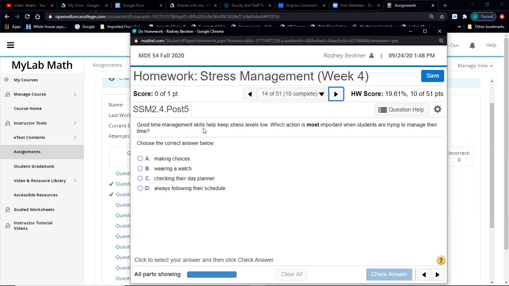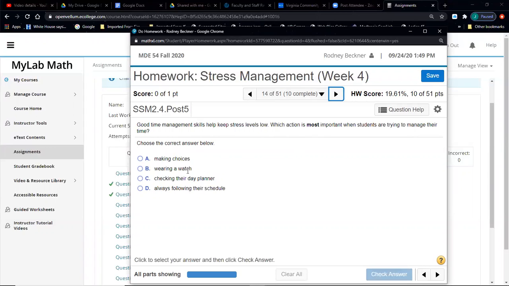It's because I was always pretty good with time management skills, I guess. So I always wanted to know what time it is. And I'll still check my cell phone for the time pretty frequently, but it's not attached to my wrist. So it's not as easy to check. As I check right now, because I'm curious how far we are along in class. So which action is most important when students are trying to manage their time? Making choices, wearing a watch, checking their day planner, or always following their schedule.